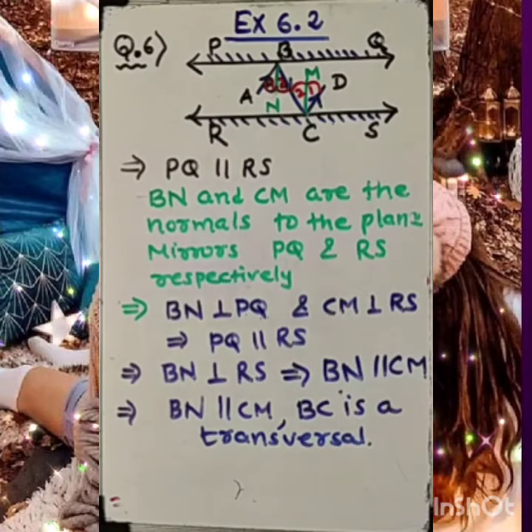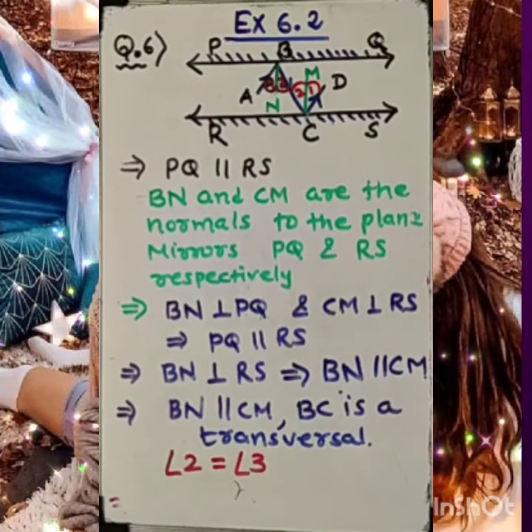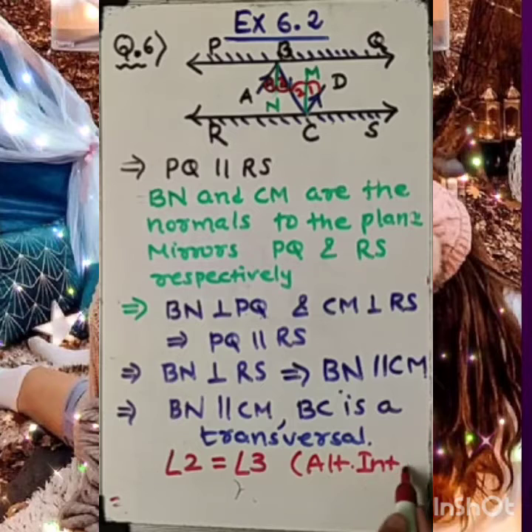Okay. Now let's apply the property of parallel lines and transversal lines. What is the relationship between angle 2 and angle 3? They are equal. What is the reason? Because they are alternate interior angles. That's why they are equal. Now next.